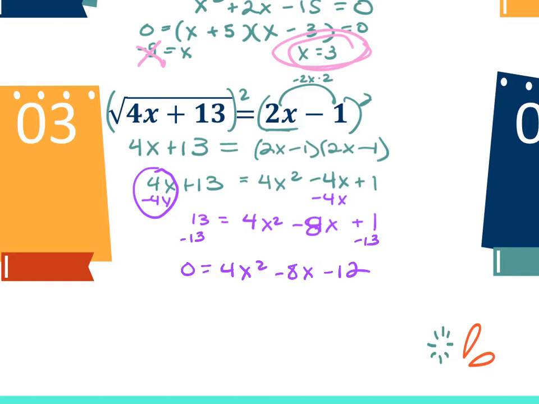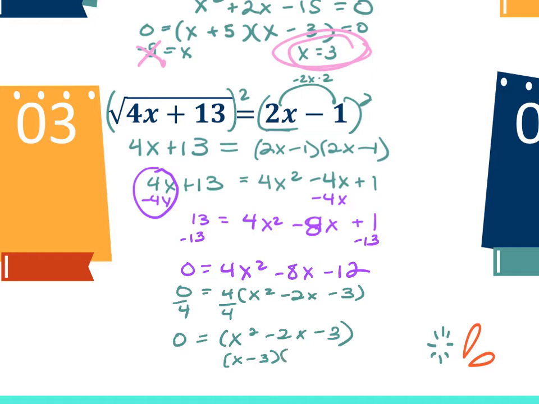Now what? I've got to factor. Can I do anything to make my life easier? Take out a 4. By taking it out, I can then divide both sides by it, and it goes completely away. I can't do that with a variable, but I can do that with a constant. I cannot take out an x and then divide by x and get rid of it, but I can do that with a constant. So now I get x minus 3 and x plus 1. So x equals 3 and x equals negative 1.